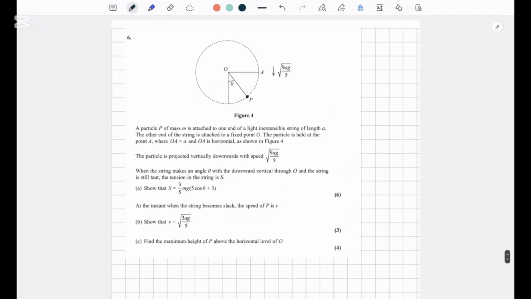So the question says, a particle P of mass m is attached to one end of a light inextensible string of length a. The other end of the string is attached to a fixed point O. The particle is held at the point A, where OA is horizontal as shown in the figure. The particle is projected vertically downwards with speed square root of 9ag over 5.